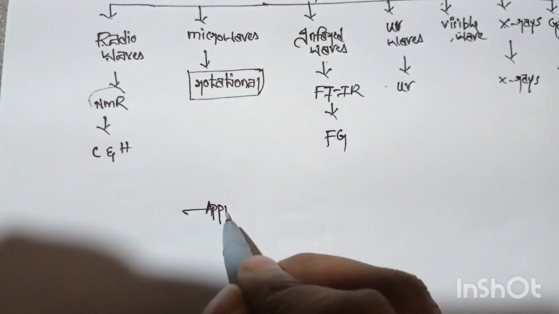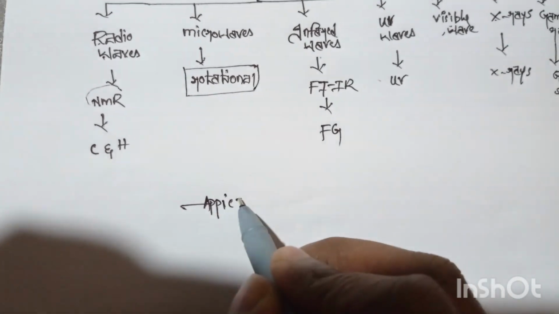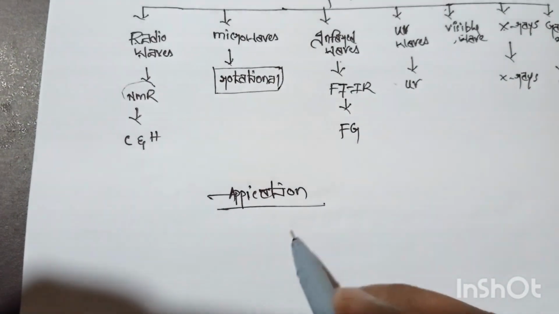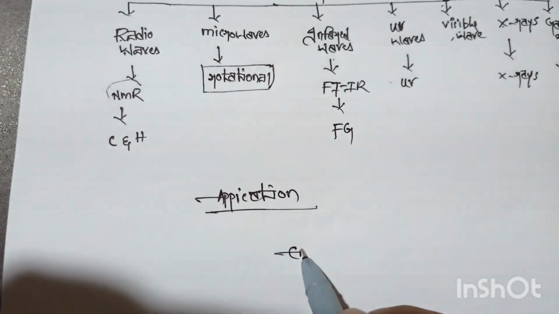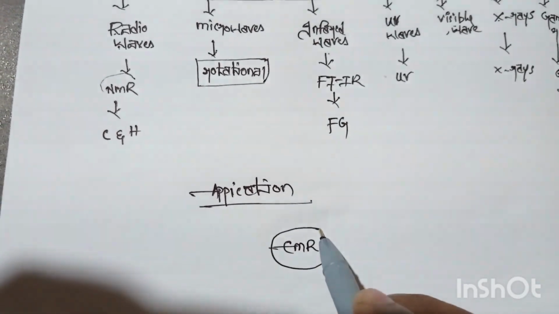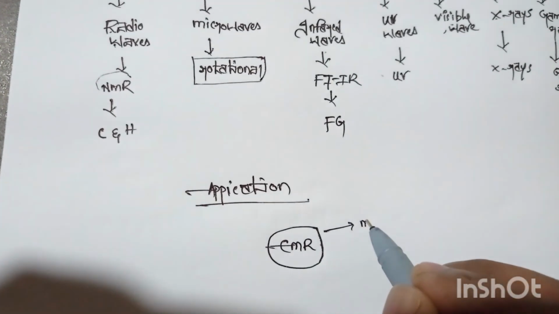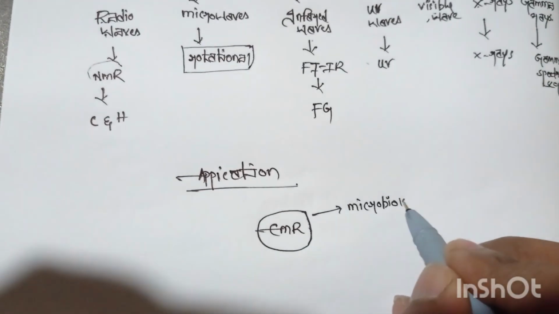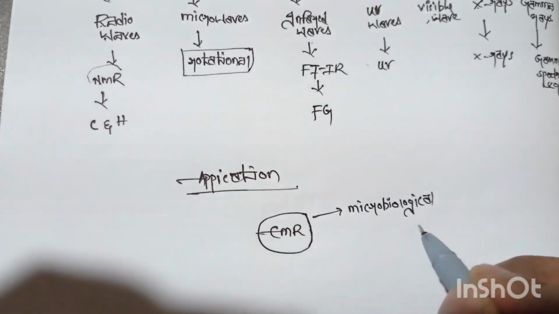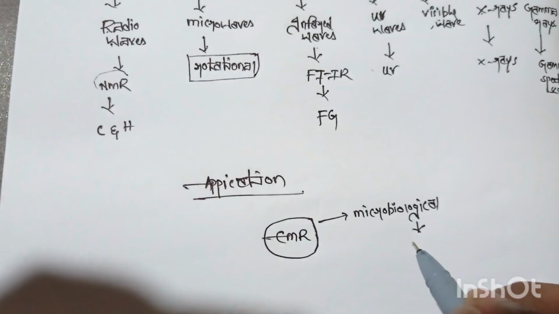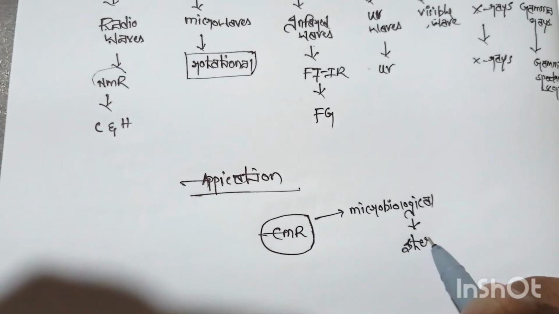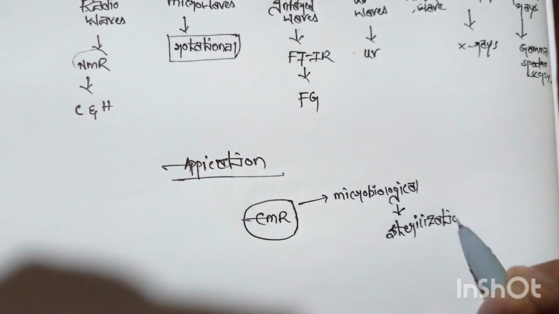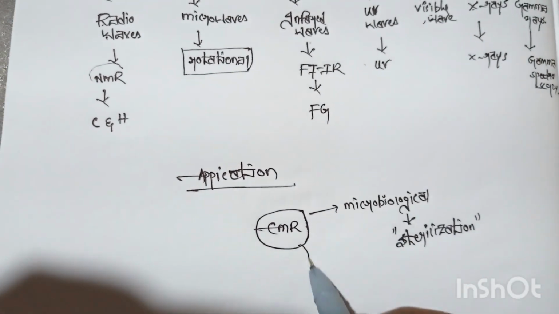Okay, coming to the applications point of view, electromagnetic radiation has a wide range of applications. First, from the microbiological point of view, electromagnetic radiation is used for the purpose of sterilization. This is an important point.